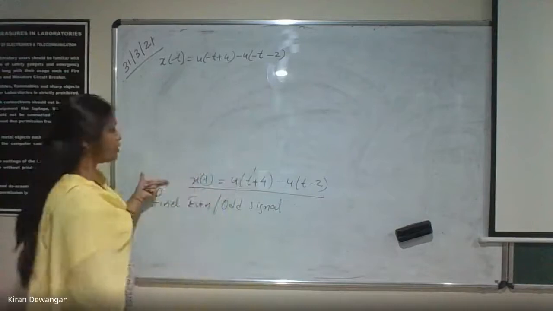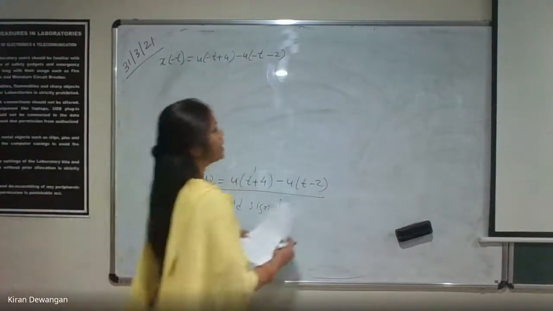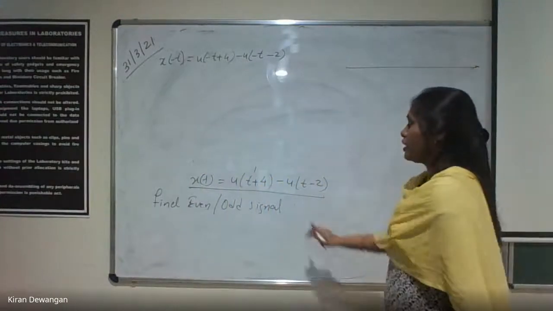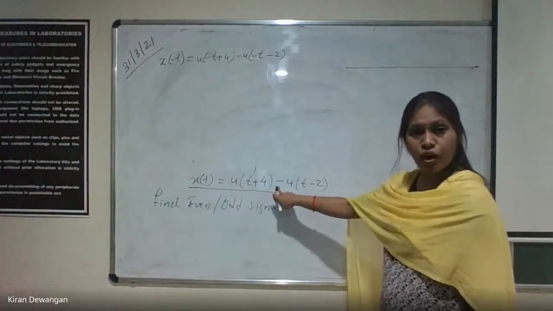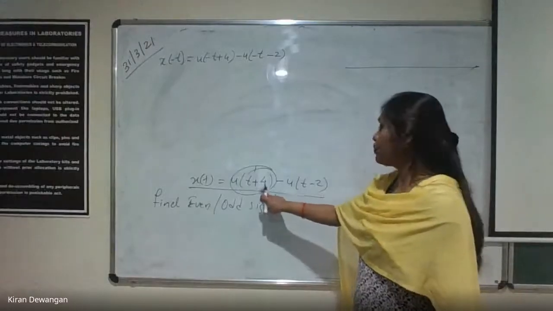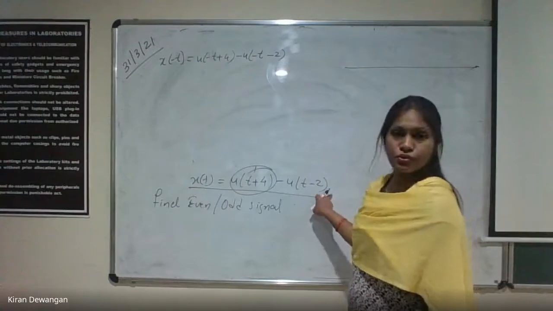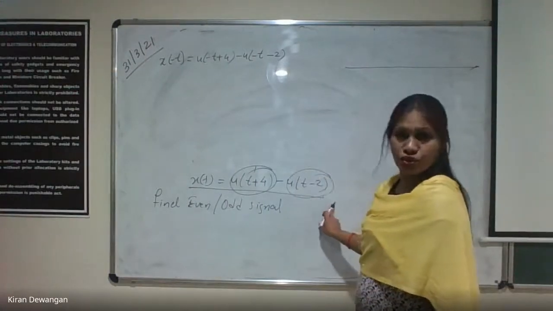Now plot both the functions, that is x of t and x of minus t. How would my x of t look? x of t कैसे plot होगा? This is u of t plus 4, that means it will start from -4. Correct. u of t plus 4 will start from -4, minus u of t minus 2. मतलब ये कहाँ पर end होगा? u of t minus 2 will start at 2 से start होगा.